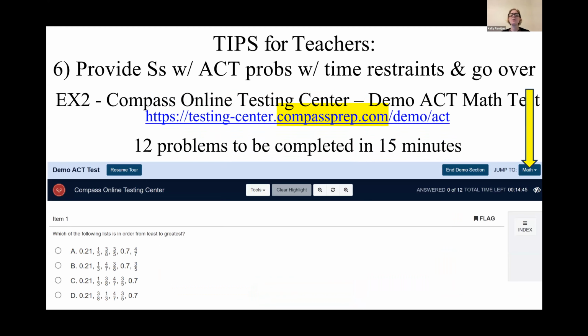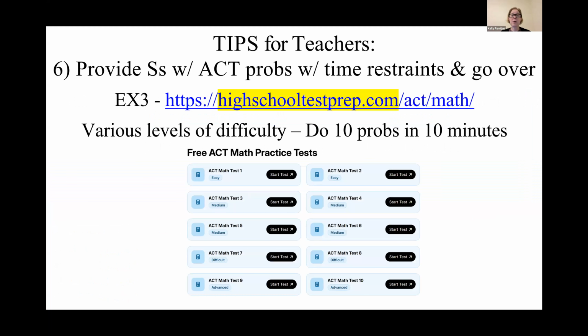The Testing Center CompassPrep.com has 12 free practice problems. Again, maybe you give them 12 problems in 15 minutes. Technically, each problem on the ACT is 1 minute and 6 seconds. So maybe doing something like this gives them a little bit more time instead of 12 problems in 12 minutes. But it gives them those time restraints. HighSchoolTestPrep.com has more problems. Again, it gives ACT easy, medium, difficult, advanced, just different levels. But these are just resources, free problems that you could give students so you're not searching for them.